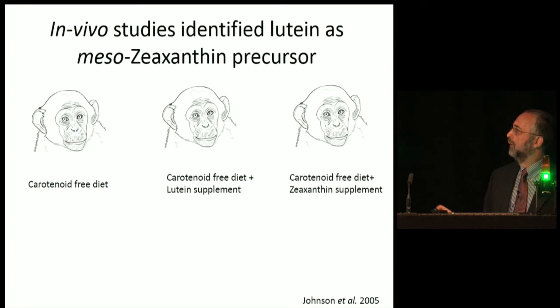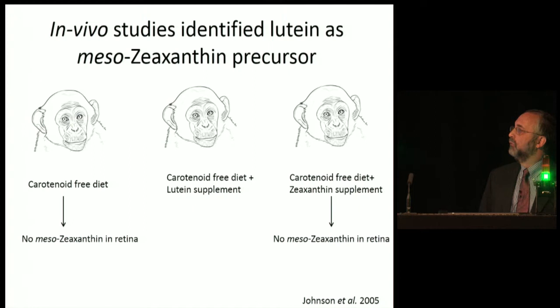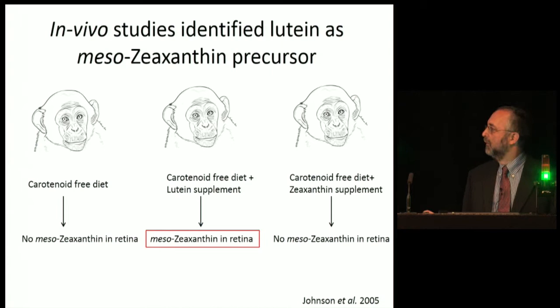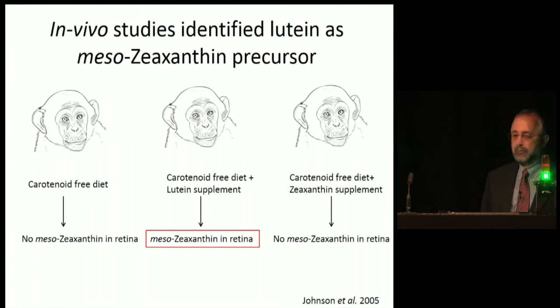And what they found is that there was no detectable meso-zeaxanthin in the retina in the monkeys fed the carotenoid-free diet or the ones fed the zeaxanthin diet. But in the ones fed the lutein diet, there was indeed meso-zeaxanthin present in the retina. So this was good preliminary evidence that this reaction was probably occurring and that lutein was the precursor.